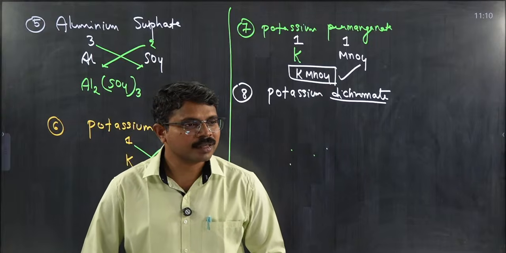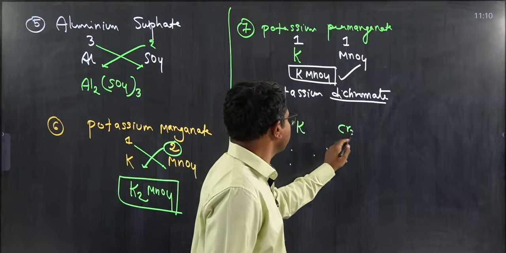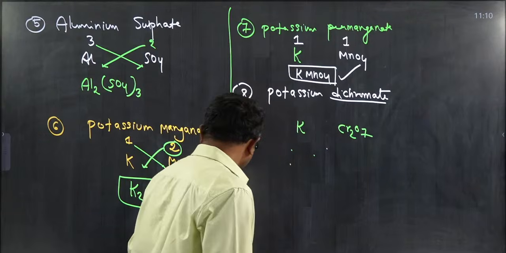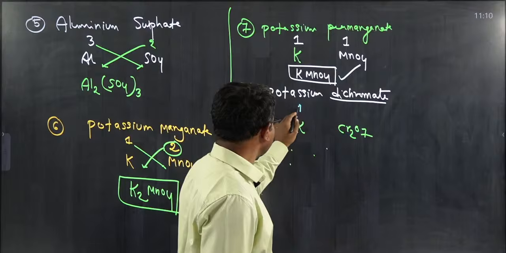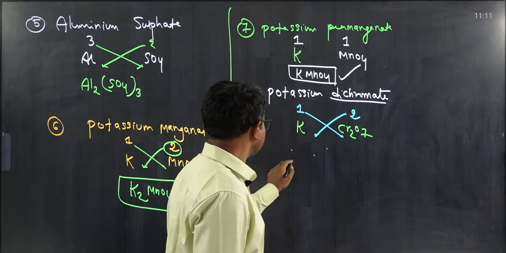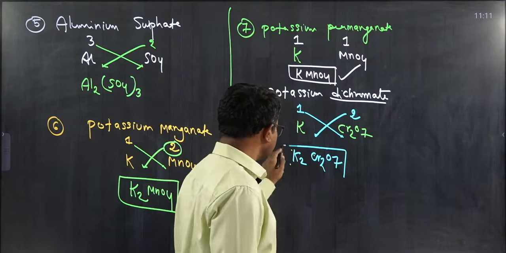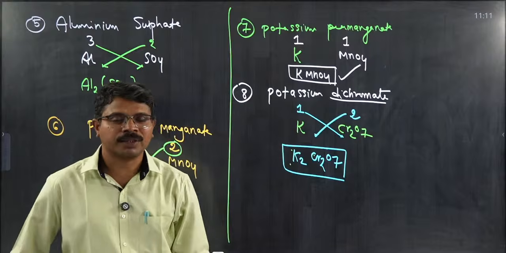Many students are giving answers, very nice. Potassium symbol is K and dichromate symbol is Cr2O7 and the valency of potassium is 1 and dichromate valency is 2. If you crisscross these valencies, you will get the formula of potassium dichromate as K2Cr2O7.